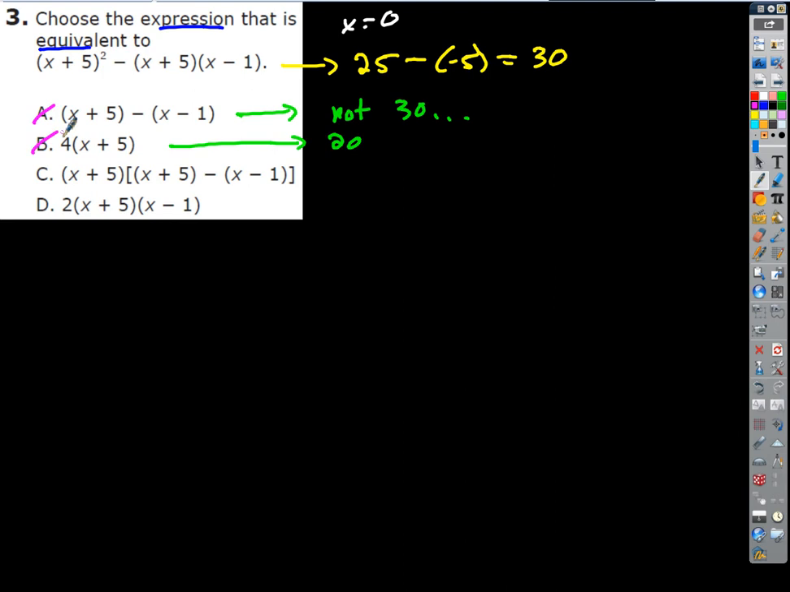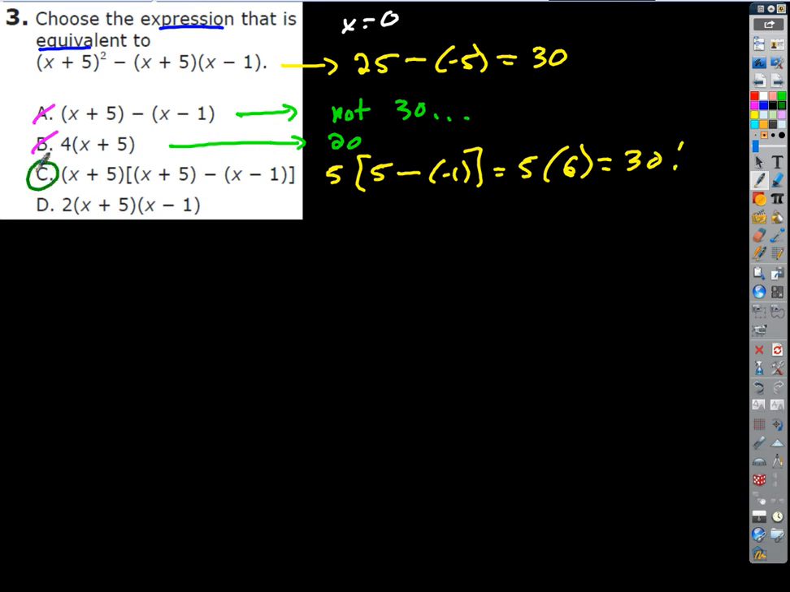How about this guy? Now this is pretty easy. It looked really hard before, but if I'm just plugging in a value, it's pretty easy to evaluate. So if I pick this one, out front I'm going to get 0 plus 5 is 5, times 5 minus negative 1, right? Well, what's 5 minus negative 1? Okay, that's it, isn't it?